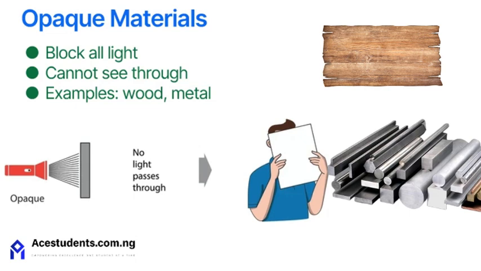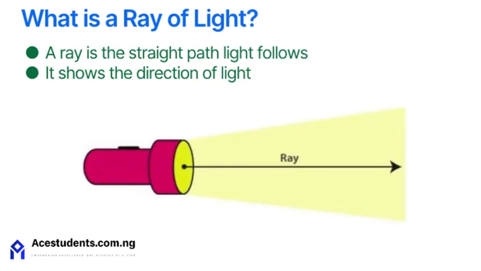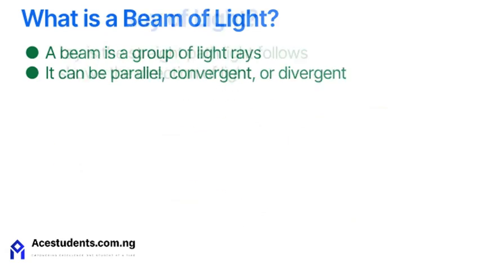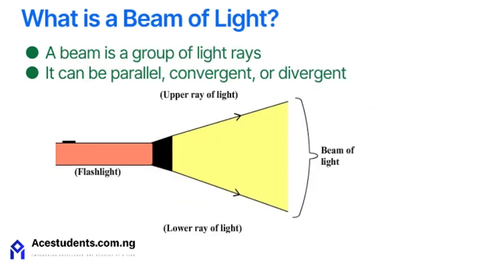Next, we will dive into what a light ray and beam is. A ray of light is a straight line that shows the direction in which light travels. It is used in diagrams to represent light paths. A beam of light is made up of many light rays traveling together. There are different types of beams based on how the rays behave.